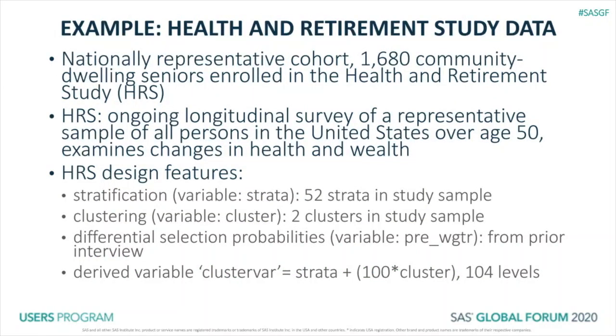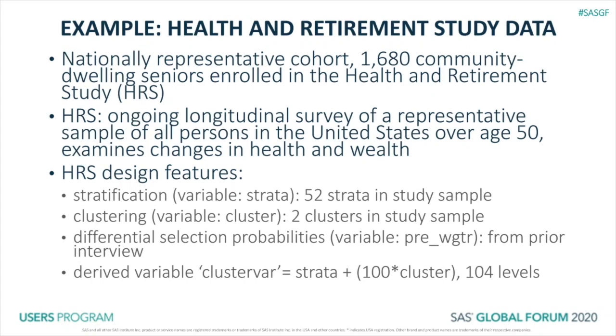So now, to illustrate our method, we use an example dataset. In this case, we are using the nationally representative cohort of approximately 1,600 community-dwelling seniors enrolled in the Health and Retirement Study, or HRS. The HRS is an ongoing longitudinal survey of a representative sample of all persons in the United States over age 50, and it examines changes in health and in wealth.